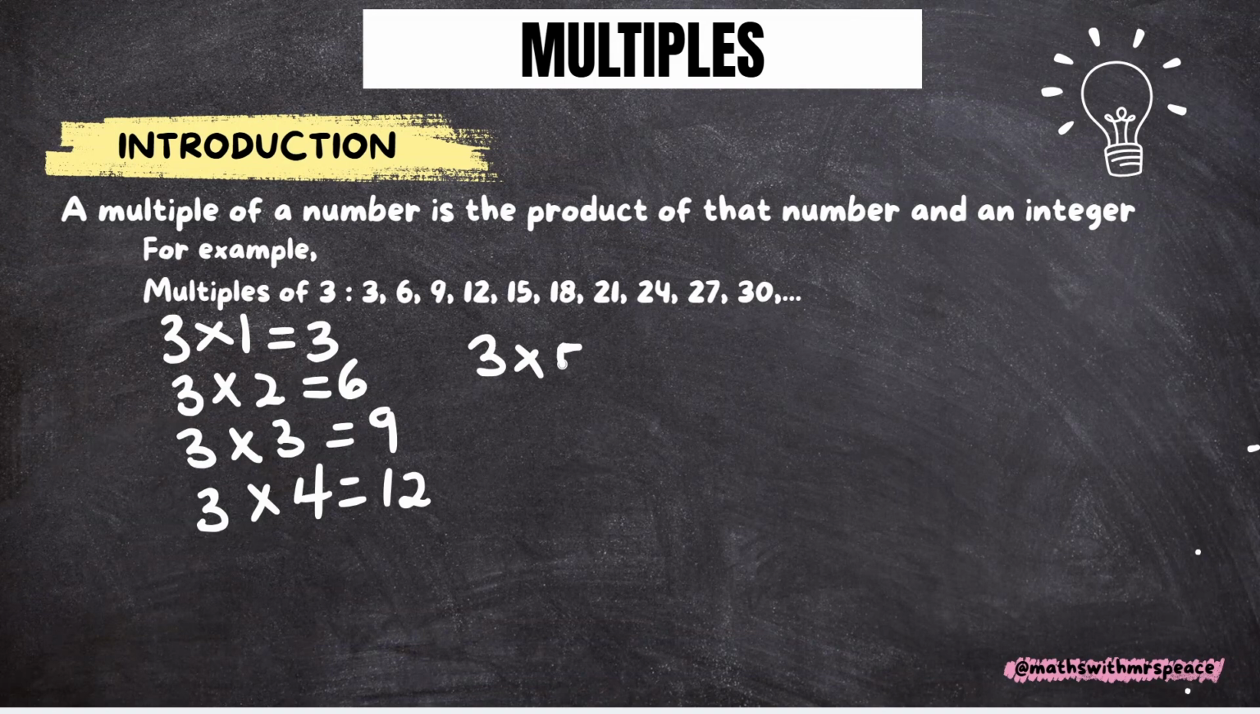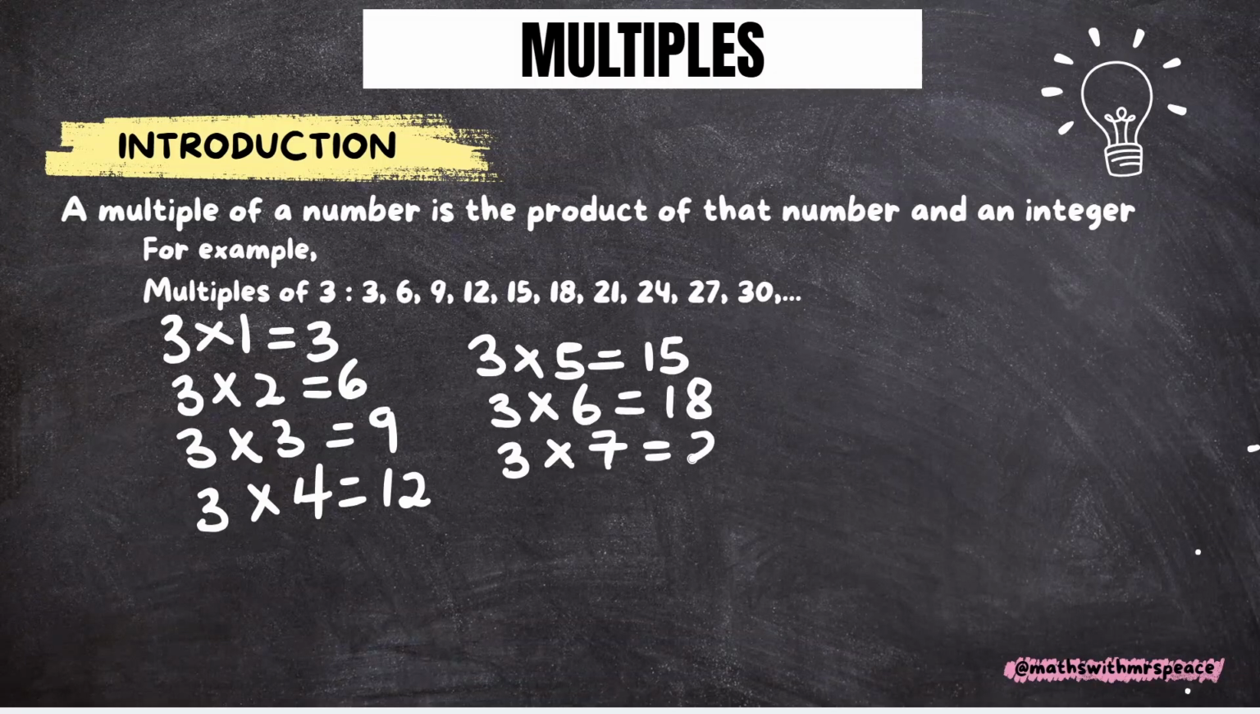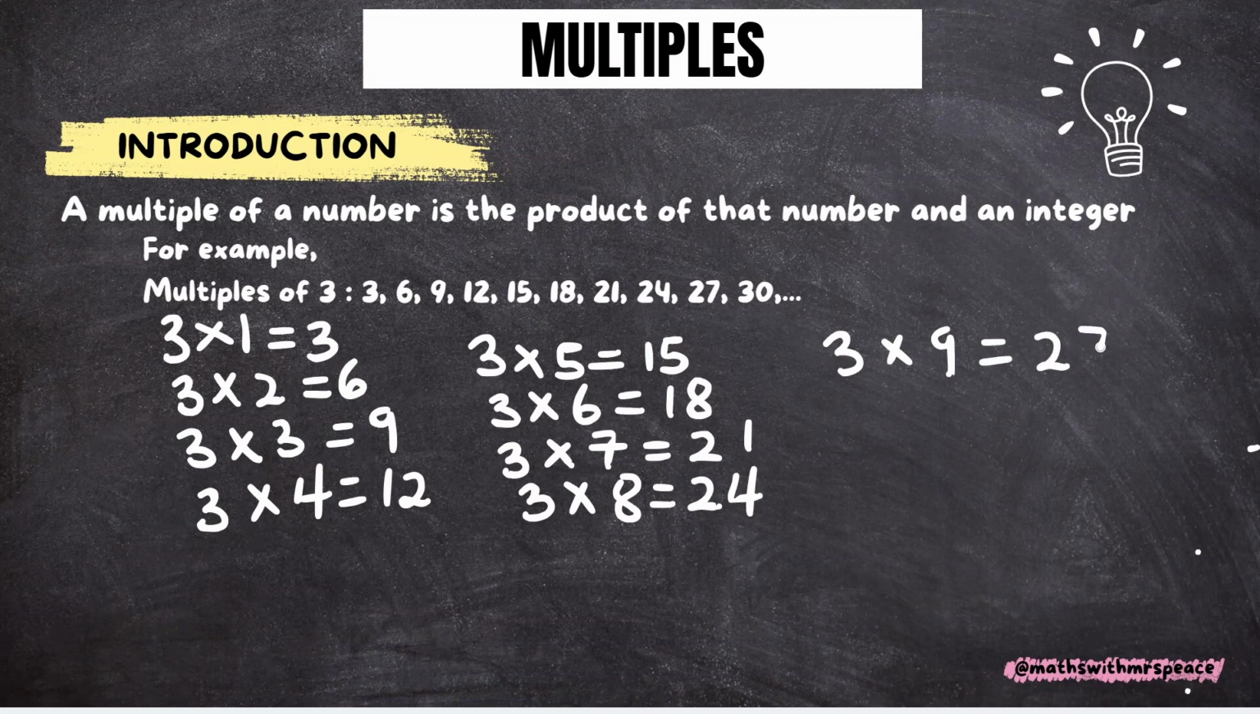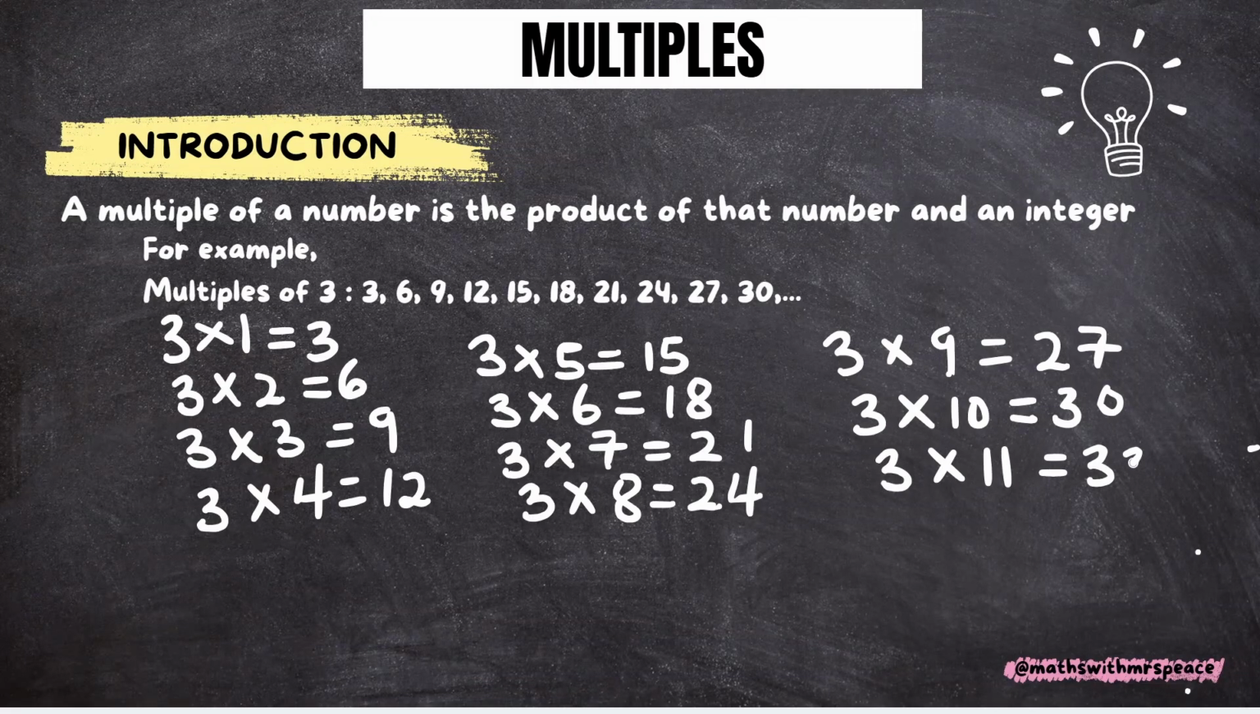3 times 5 is equal to 15. 3 times 6 is equal to 18. 3 times 7 is equal to 21. 3 times 8 is equal to 24. 3 times 9 is equal to 27. 3 times 10 is equal to 30. 3 times 11 is equal to 33. 3 times 12 is equal to 36.